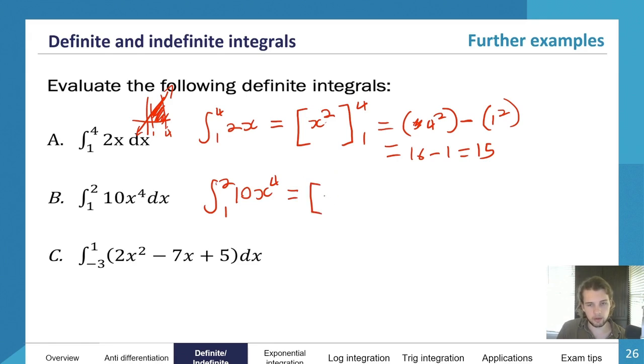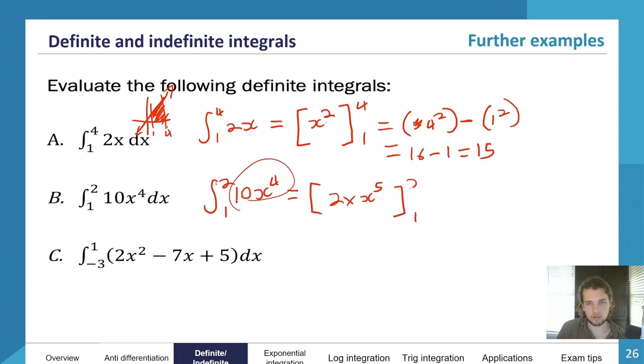So that would be, we would have some fraction at the front probably, multiplied by x to the power of 5. Now we know it creates 10 at the end, so there would probably be a 2 out the front here. So 2 times 5 equals 10. So if we differentiated this, it would equal this here.